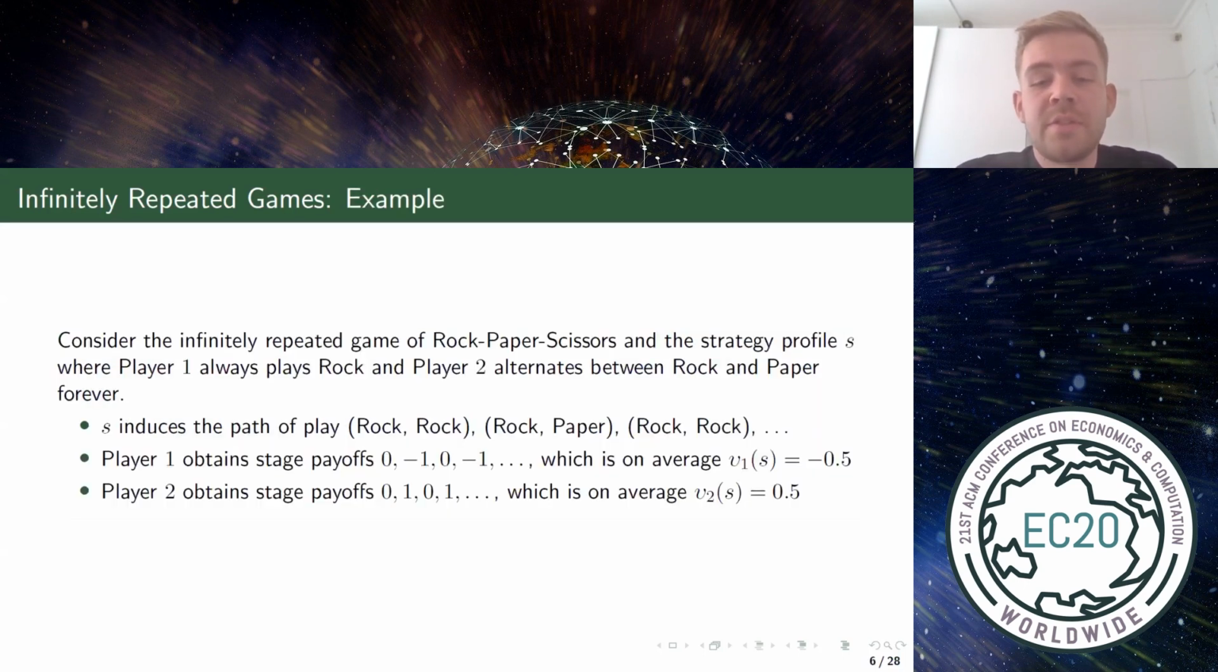To illustrate these definitions, consider the game rock, paper, scissors from the earlier slide, and consider these simple strategies. Player 1 always plays rock, and player 2 plays rock in odd stages and paper in even stages. Then in the odd stages, the action profile played is rock, rock, and in the even stages, the action profile played is rock, paper. The payoffs of player 1 alternate between 0, a tie, and -1, a loss. So player 1 earns the limit of means payoff minus 0.5. Player 2 earns 1 in even stages instead, hence his limit of means payoff is plus 0.5.